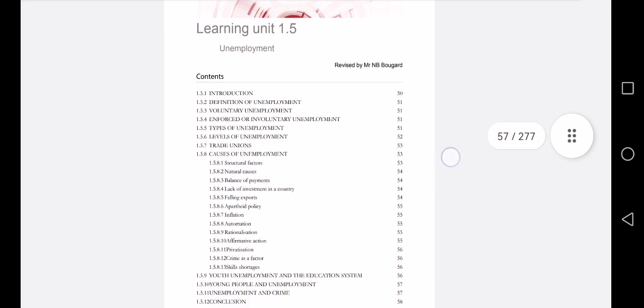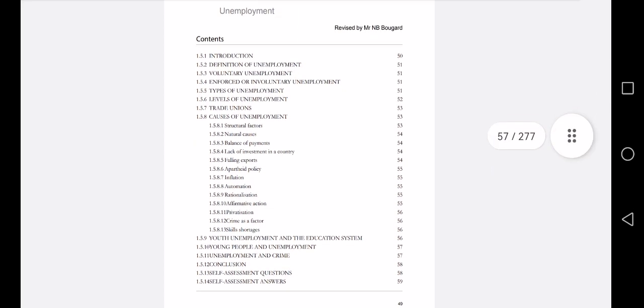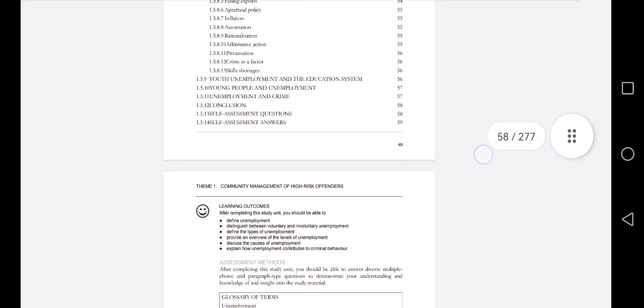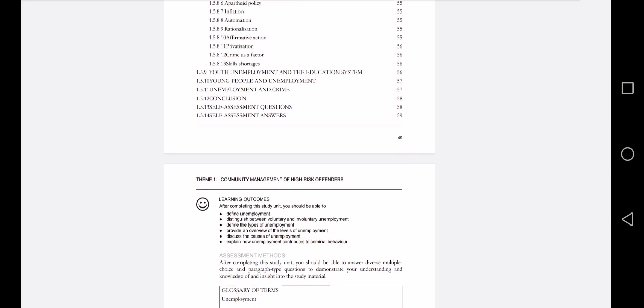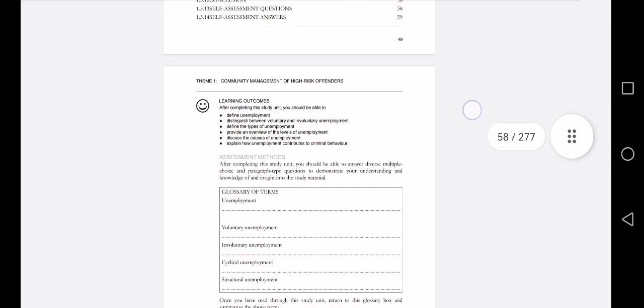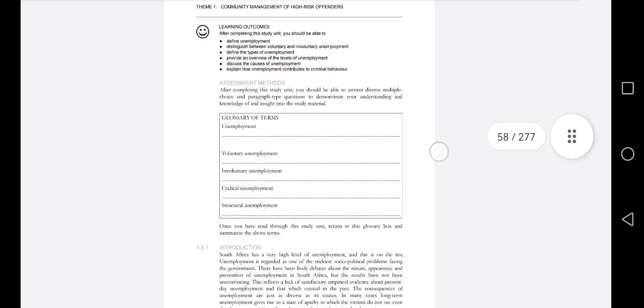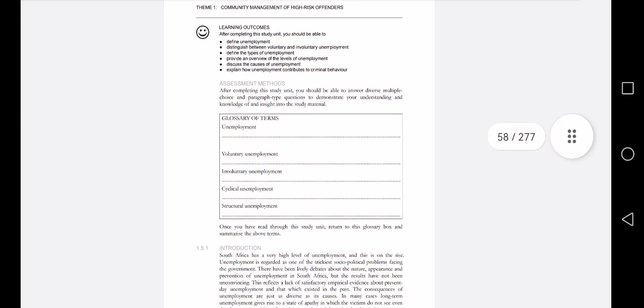As you can see, the contents there. We should be covering this module today. Is the table of contents. Okay, let's get started. Learning outcomes.